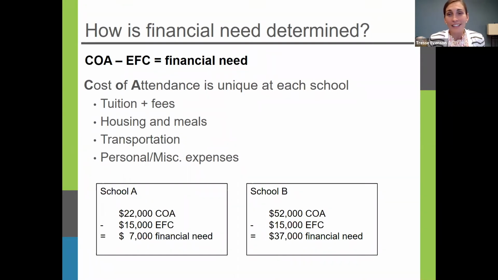What does that mean as far as the aid you're eligible for? That's another case by case. But this is just giving you an idea of what's cost of attendance, what's EFC, what's financial need, and why is it different from one school to the next? Why is your financial aid offer different from one school to the next?